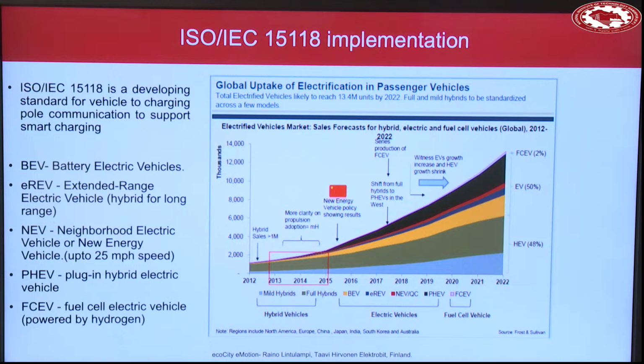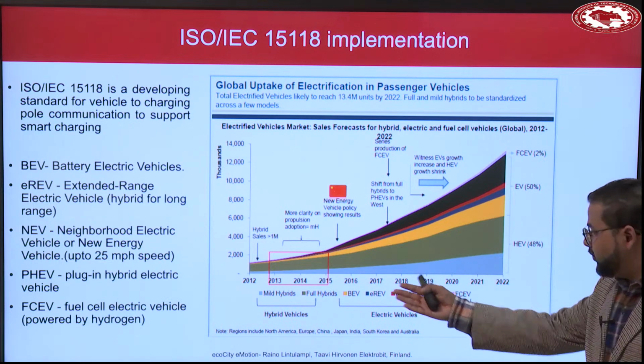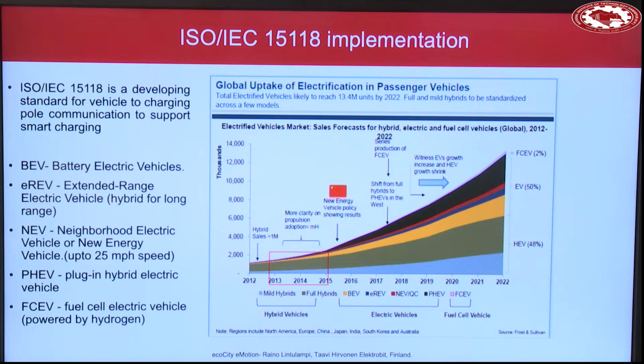And then we have some view around IEC 15118. This plot talks about several types of vehicle. For example, mild hybrid, full hybrid. Then you have battery electric vehicle. Then you have extended range vehicles that can travel longer with electric batteries. Then you have NEV, sometimes called neighborhood electric vehicle, which is used for shorter distances. Then you have PHEV, plug-in hybrid electric vehicle, that you can charge, and you can travel up to a certain distance, but it also supports gasoline. They're not purely hybrid, they're not purely electric vehicles.